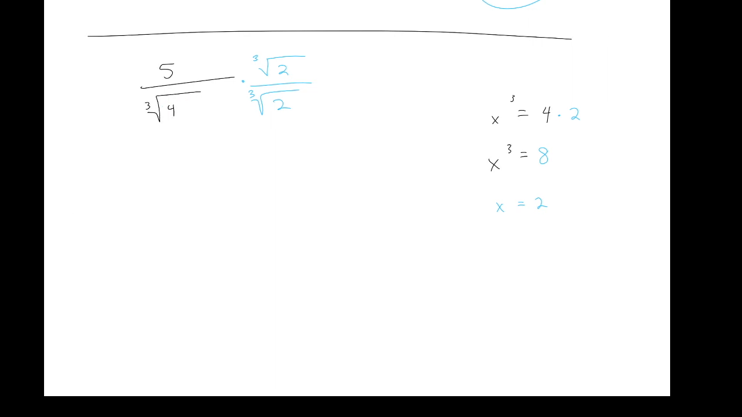So let's watch what happens here. 5 times the cube root of 2 is 5 cube root of 2. Nothing changes there. But the cube root of 4 times the cube root of 2 is now the cube root of 8. And we can simplify that. 5 times the cube root of 2 over the cube root of 8, which is just 2, is that. And that's your answer.